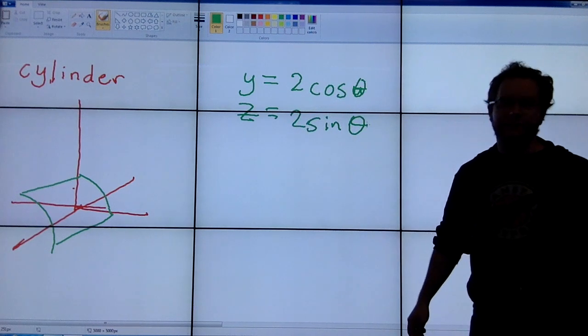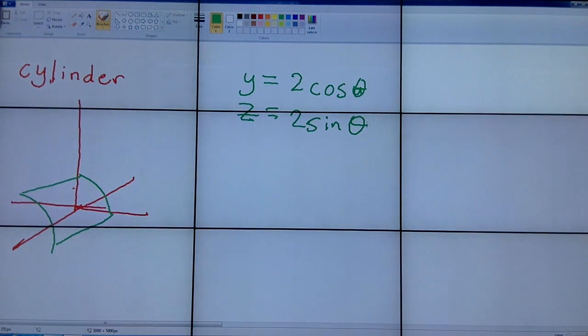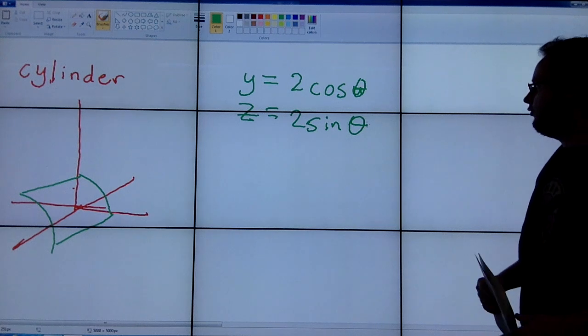Now I get this question all the time. Andrew, why is it not y equals 2 sine theta and z equals 2 cosine theta? Because it doesn't matter. You'll either trace out the cylinder this way, or you'll trace out the cylinder this way. Doesn't really matter, as long as you trace out one revolution of the cylinder. So we have y equals 2 cosine theta and z equals 2 sine theta.